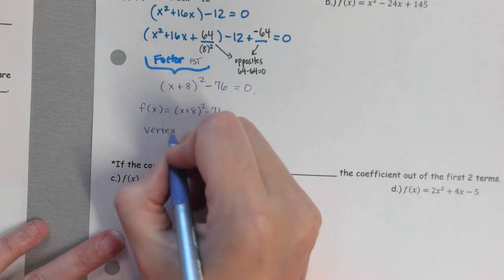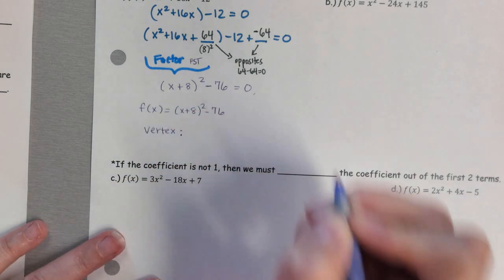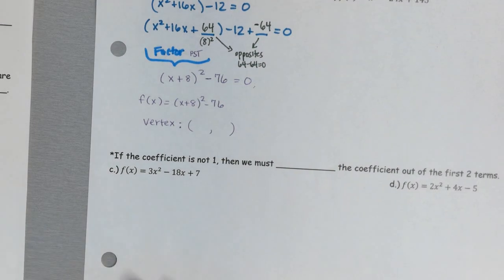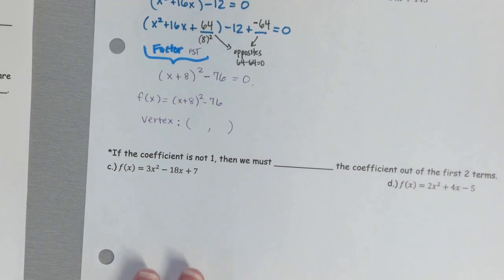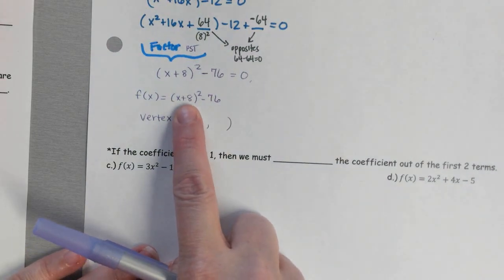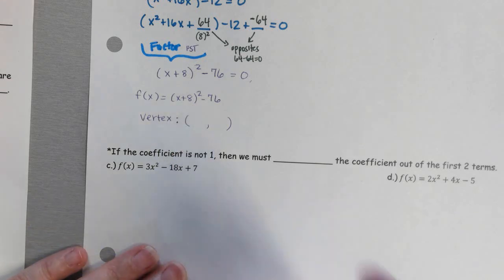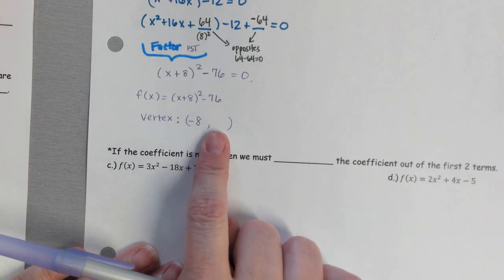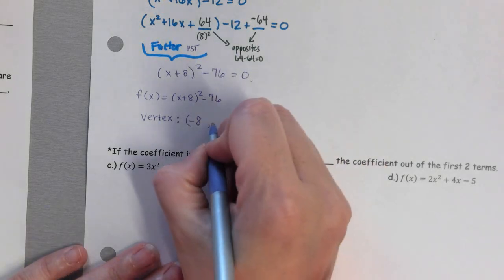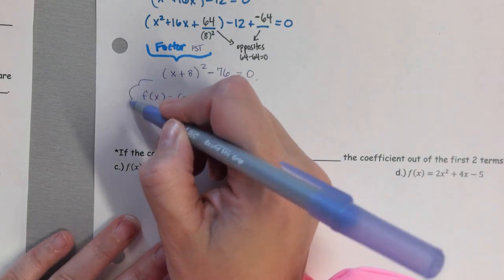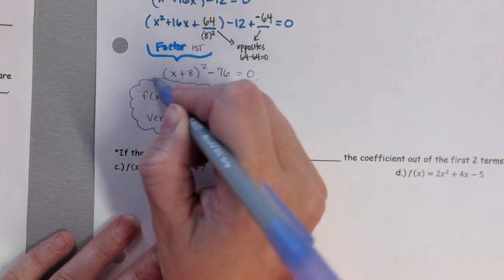Okay, and then Gwen, can you tell me what the vertex is going to be for this? Or let me know if you do know one part of it, you think? Okay, so the vertex is going to be your HK, right? So this is going to be your H value. There's a special thing we have to do, though. Do you remember? The opposite. So this is going to be negative 8. And then do you remember where the K comes from? Yep, it's the negative 76. Okay, so your vertex is negative 8, negative 76. And this whole thing is going to be your answer here. Okay?